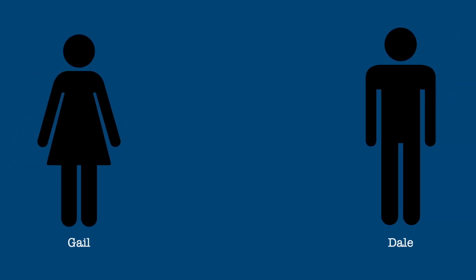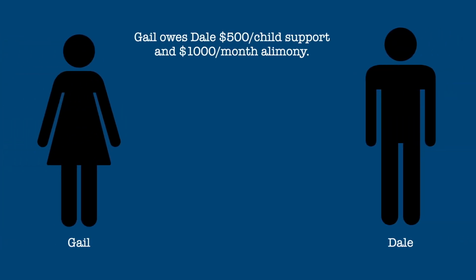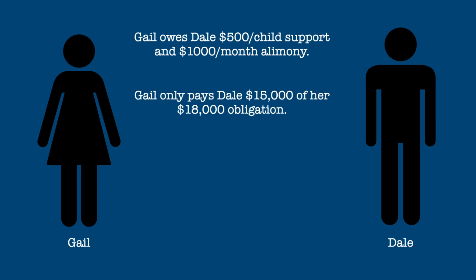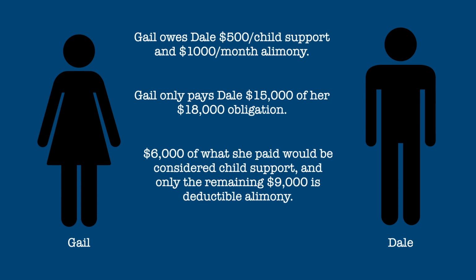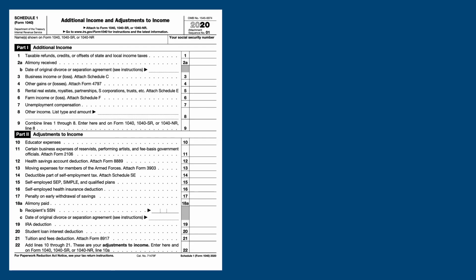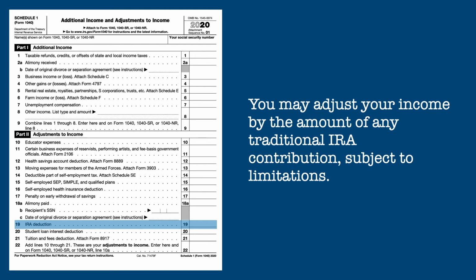Here's a quick example. Gail owes both $500 a month child support and $1,000 a month alimony to her ex-husband, Dale. The total for the year is $18,000, but Gail only paid $15,000. In this case, $6,000 would be considered child support and only $9,000 would be deductible alimony. If you contribute to a traditional IRA, you may adjust your income by the amount of the contribution subject to limitations. IRAs will be discussed in much greater detail in another video.